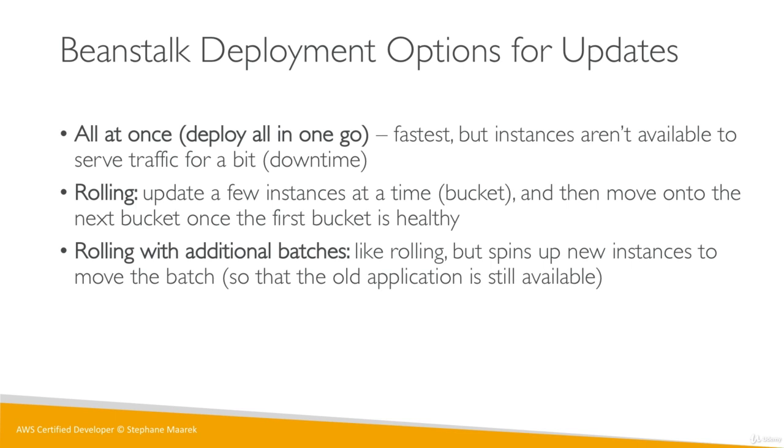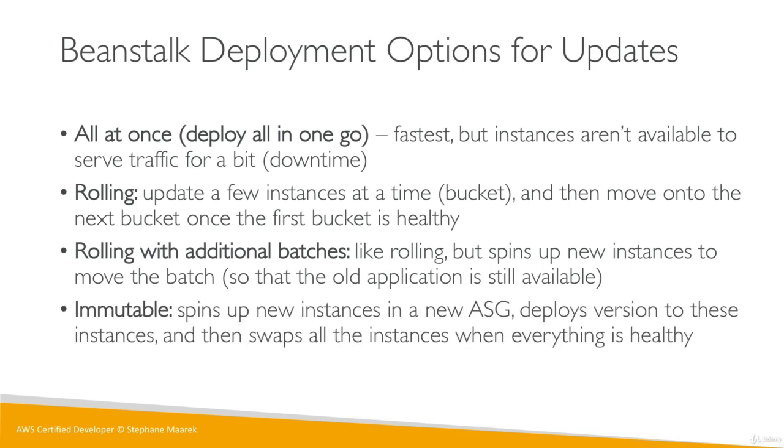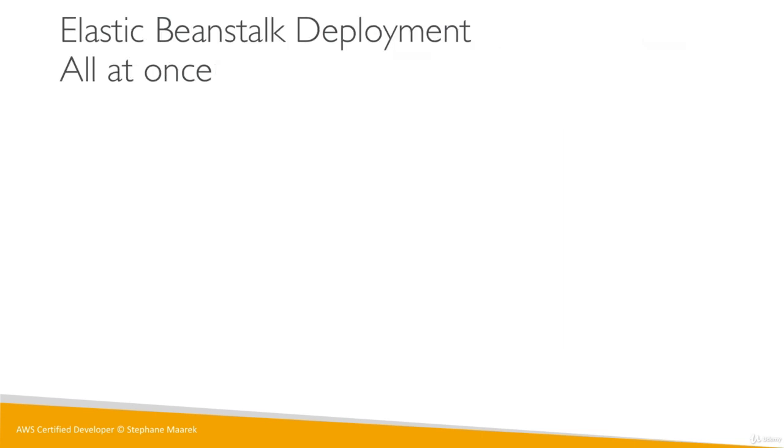You get a slight twist on this called rolling with additional batches. This is like rolling, but you spin up new instances to move the batch, such that your application is still available and always operating at full capacity. And finally, you'll get immutable deployments where you spin up new instances in a new ASG and you deploy the version updates to these instances. And then when everything is ready, we'll swap out the whole ASG when everything is healthy. So this is a little bit high level, and you probably have no idea what these mean. This is why I wanted to take my time and really show you with graphs and diagrams how these work. So let's talk about all at once.